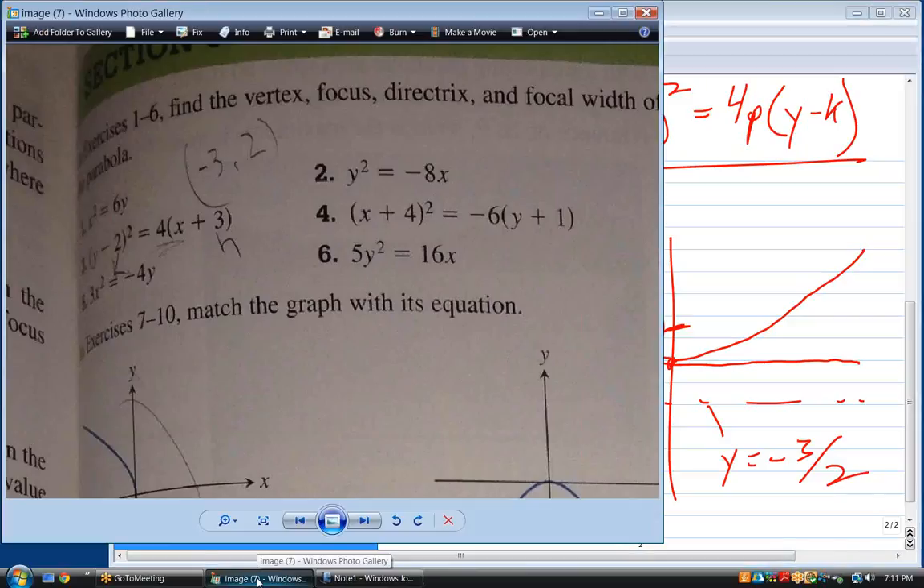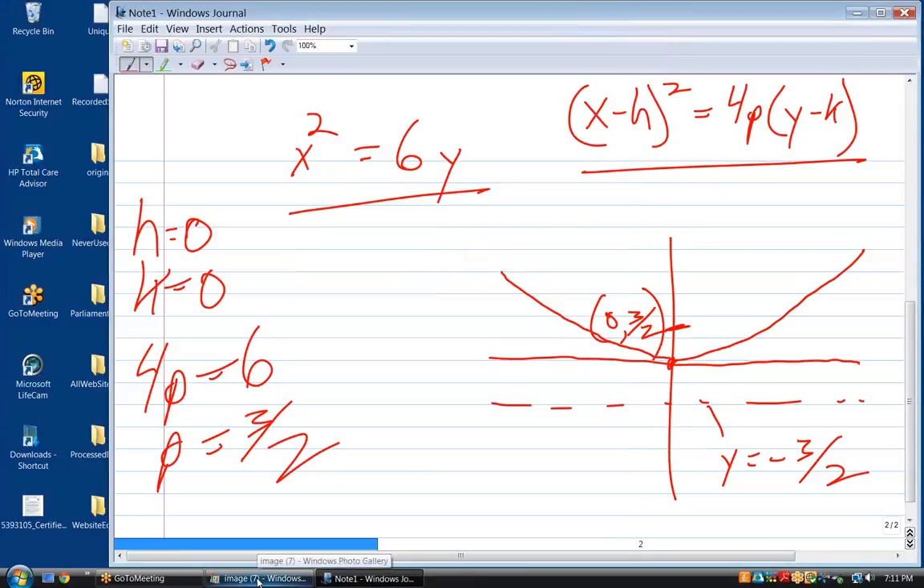They want the vertex, the focus, the directrix, and the focal width. Well, the focal width is that distance right there. And that is always 2 times p.